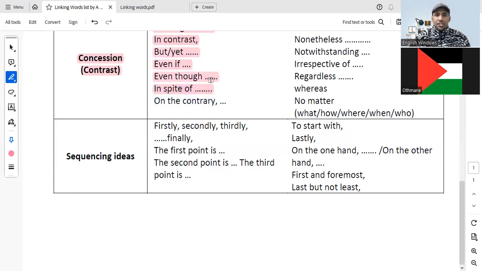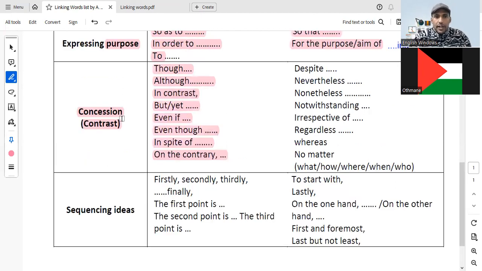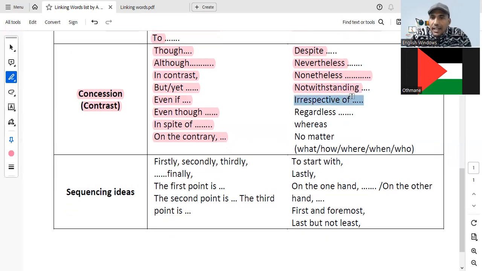We express concession with it, but the word that follows must be, in most cases, a noun, or a verb in gerund form. It's a noun in any case. "On the contrary", par contre, to express contrast. "Despite" expresses concession. "Nevertheless" is the same thing, "nonetheless" is the same thing. "Notwithstanding", or "notwithstanding the fact that", meaning regardless of the fact that he made efforts but failed the exam. "Irrespective of" or "regardless of" also mean the same.